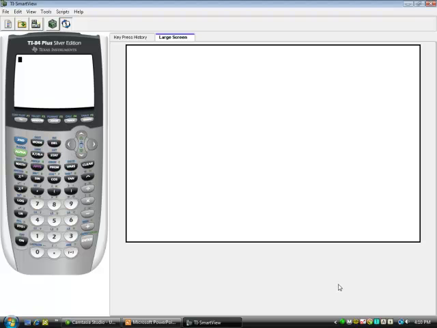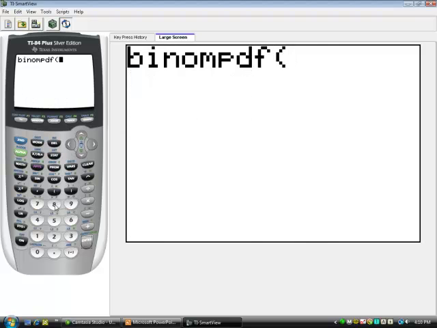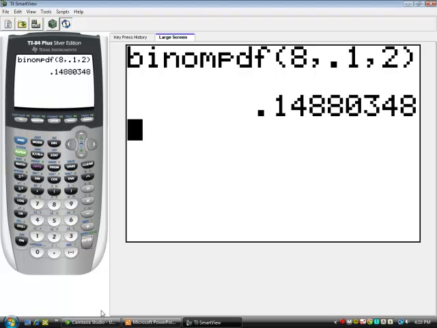So to do this in the calculator, we're going to go to 2nd VARS, and we're going to scroll down until we get to binomPDF. We're going to type in 8 for the number of trials. Our probability of success is 0.1, and we're looking for 2 successes. And there's our answer.